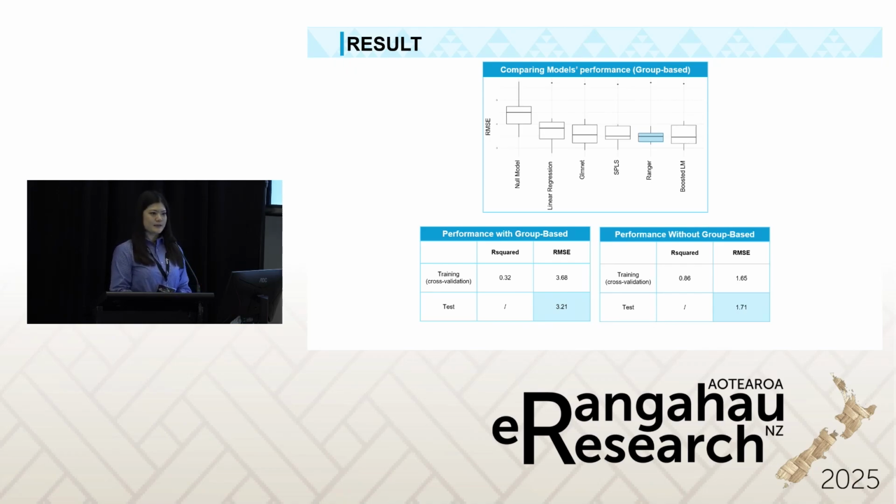On the other hand, the models without the group-based resampling are much more superior. As you can see, here is the performance of another random forest model, and the training R-squared is 0.86. That means over 80% of the variability can be explained. And the test RMSE is 1.71, which is a lot better than the previous model.